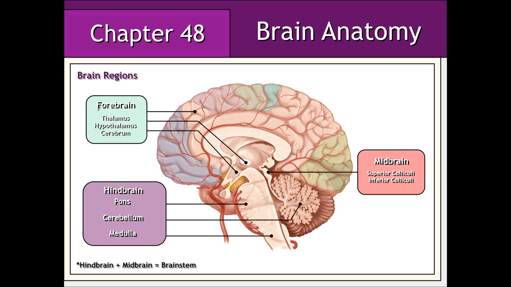The diagram illustrates the brain could be divided into three general regions: a forebrain, composed of a thalamus, hypothalamus, and cerebrum; a hindbrain, composed of the pons, cerebellum, and medulla, as well as a midbrain, which contains the audio-visual reflex centers, the superior and inferior colliculi, respectively.